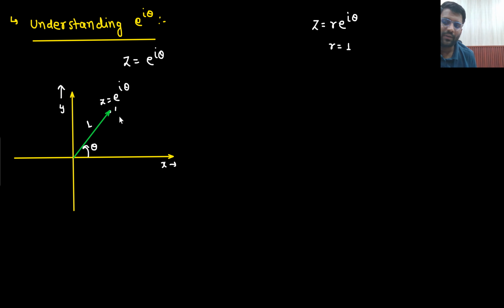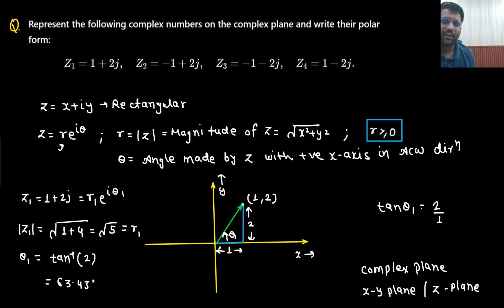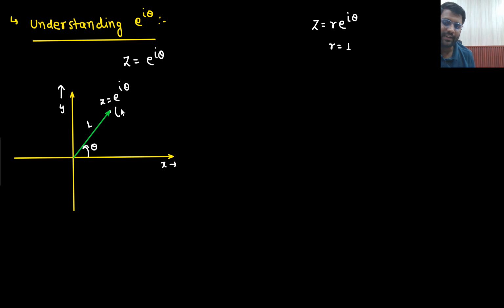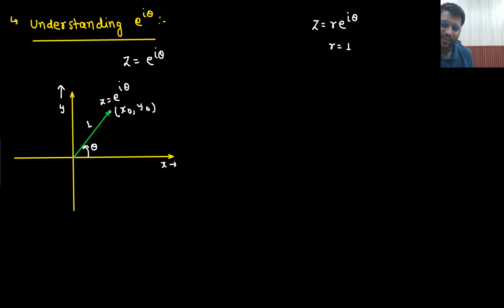Now if I want to write down its rectangular form, this form is known as z equals x plus iota y. This form is known as rectangular form. So if I want to write down its rectangular form, what do I need? I need the x coordinate and I need the y coordinate. That means I need to know how much I would have moved in the x-axis direction and how much in the y-axis direction to reach this point. That means I need the values of x naught and y naught. This is what I need.